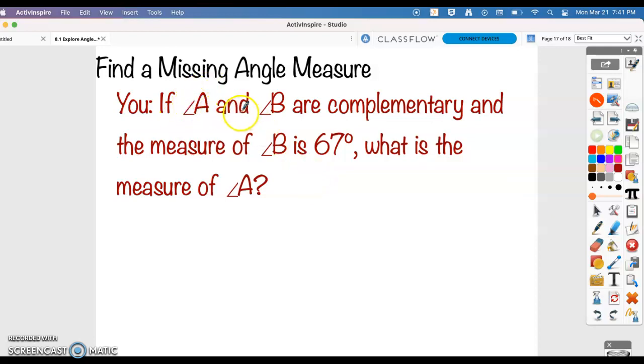If angle A and angle B are complementary, what do we know about complementary? That means it equals 90. The measure of angle B is 67. What is the measure of angle A? So we have 67. We don't know what A is, so we're just going to call it x, and we know those two together have to equal 90. So finish this problem, take it to the sub, and then you need to work on your homework.